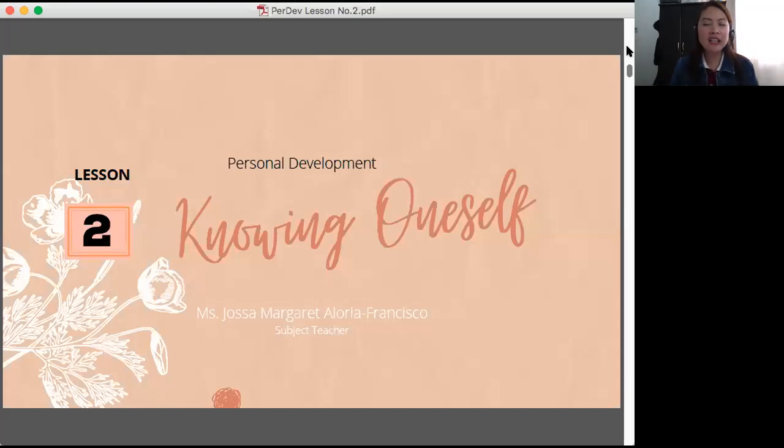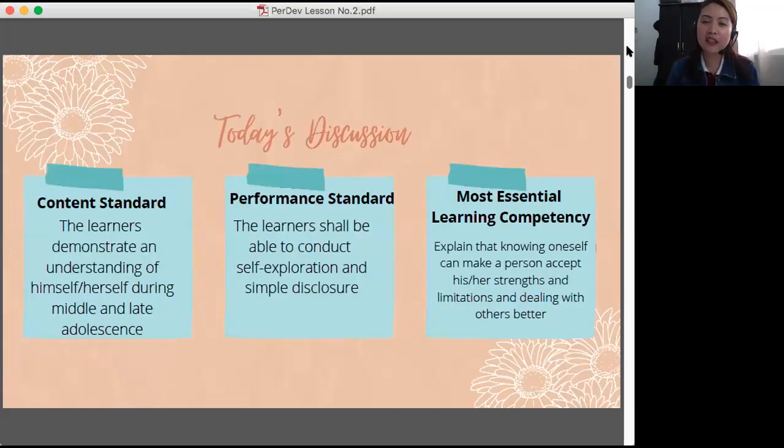So today our lesson is knowing oneself. It's lesson number 2. For today's discussion, our content standard is the learners demonstrate an understanding of himself, herself, during middle and late adolescence. For performance standard, the learner shall be able to conduct self-exploration and self-disclosure. For most essential learning competency, explain that knowing oneself can make a person accept his or her strengths and limitations and deal with others better.